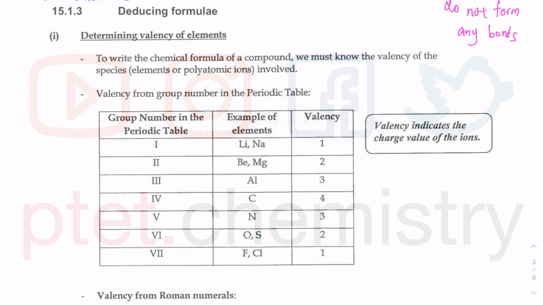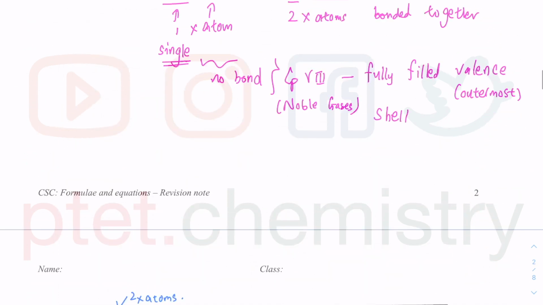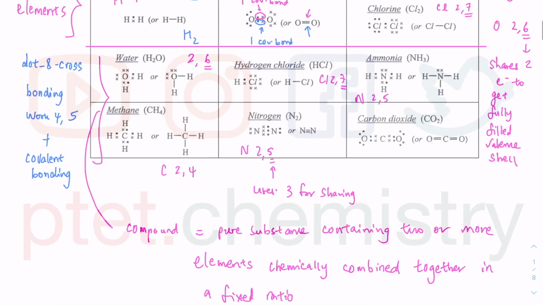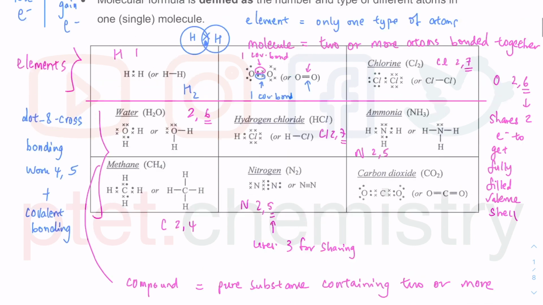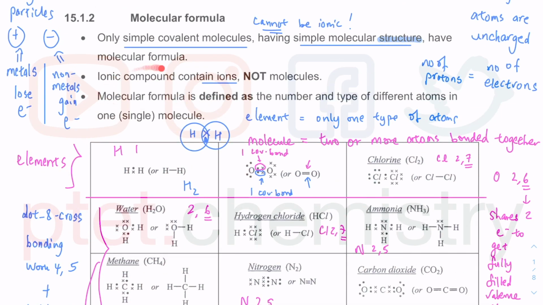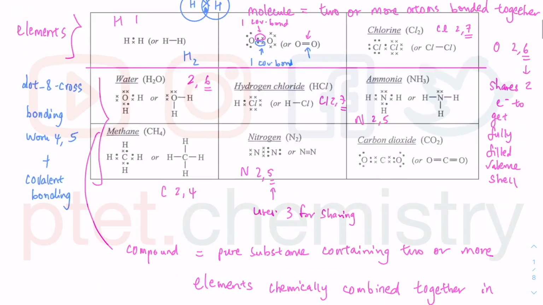In the last lecture tutorial, we talked about common formulae of elements, as well as common formulae of some compounds that you're supposed to know in your syllabus. These are all simple covalent molecules, because these are all molecular formulae, which give the number as well as the type of different atoms in one single molecule. These are all covalent compounds.